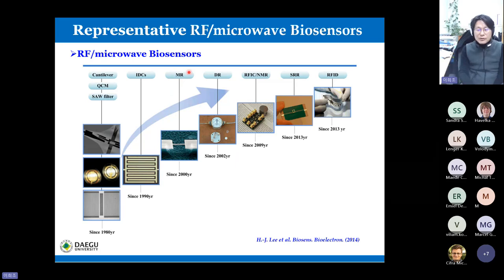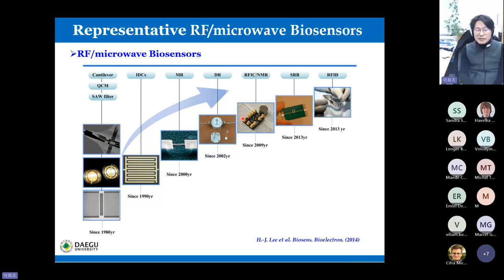And a micro resonator is a type from microwave, the nano electromechanical system, NEMS-based sensor type in the RF regions. And a dielectric resonator is a high-Q resonator type in the microwave region. In addition, radio frequency integrated circuit and nuclear magnetic resonance is the miniaturized NMR sensor.